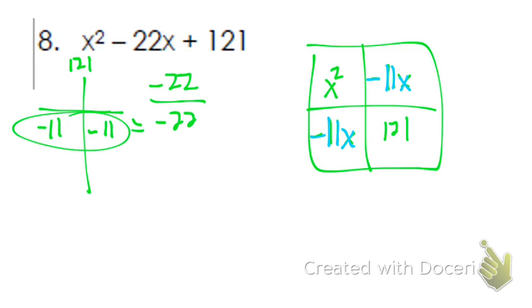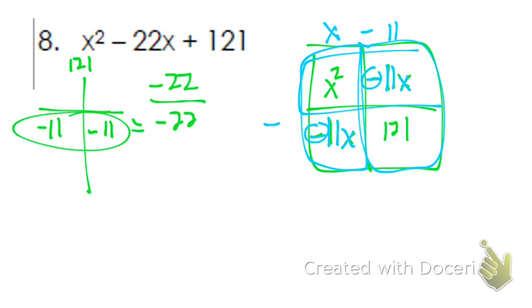So from here, we do the same thing. We write the GCF of each row and each column. Make sure we move the negative sign out here and the negative sign up here because those are both negative. Now the GCF of this first column is just x because x squared and negative 11x have an x in common. The next one, 11 can divide both itself and 121, so that's going to be negative 11. Here, that was this one.